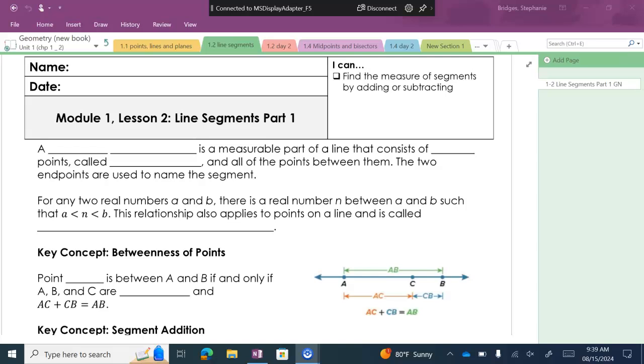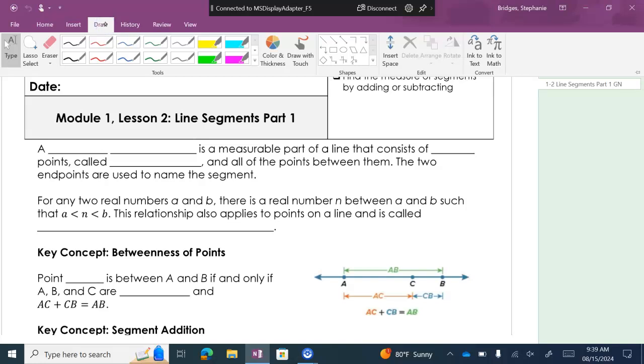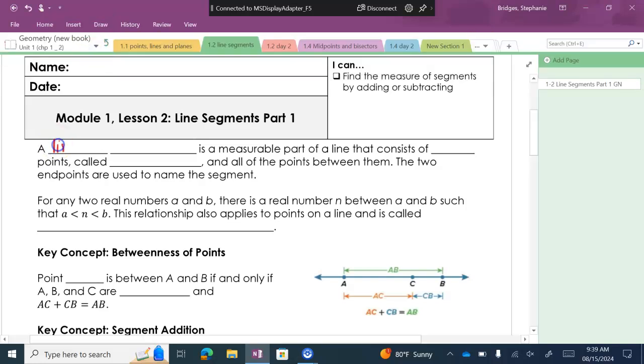So the first blanks we're going to fill in say a line segment is a measurable part of a line. That means a specific length, okay? That consists of 2 points that are called endpoints. Okay? 2 points that are endpoints.